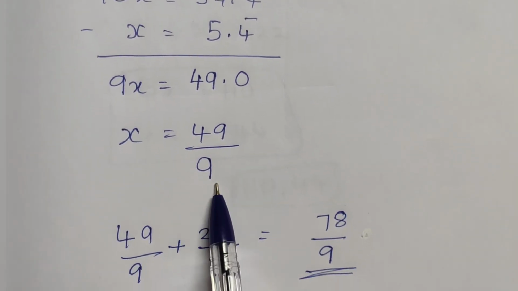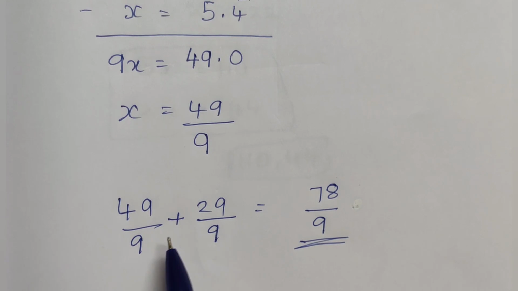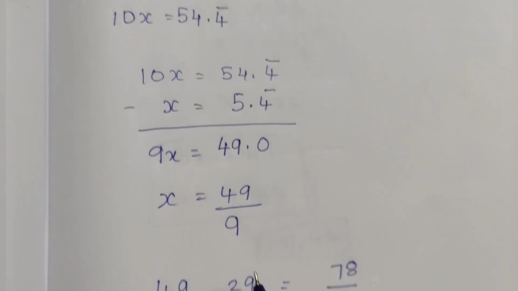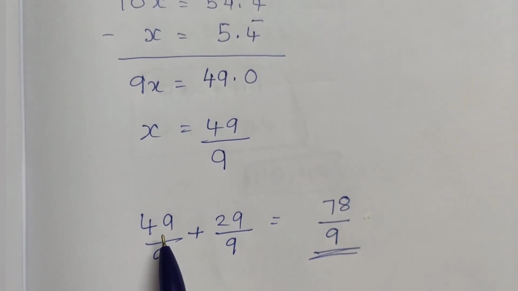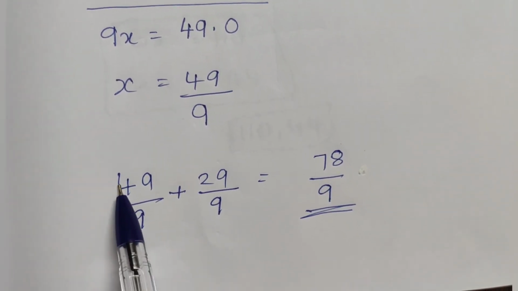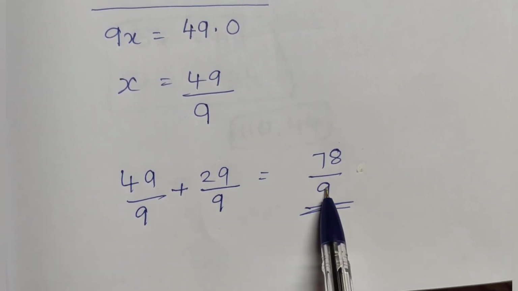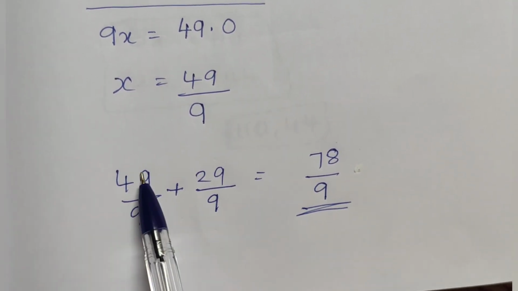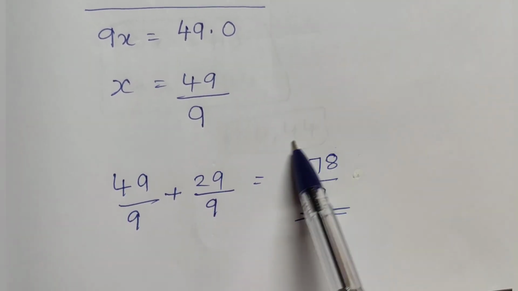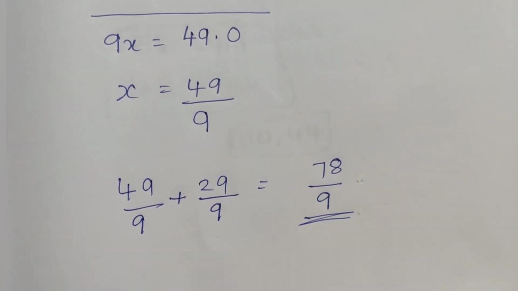Thus I get x is equal to 49 by 9 plus, earlier I got x as 29 by 9. So this is 3.2 recurring and this is 5.4 recurring. When I add these two, I get the same denominator, 49 plus 29, 78 by 9. 78 by 9 is the answer.